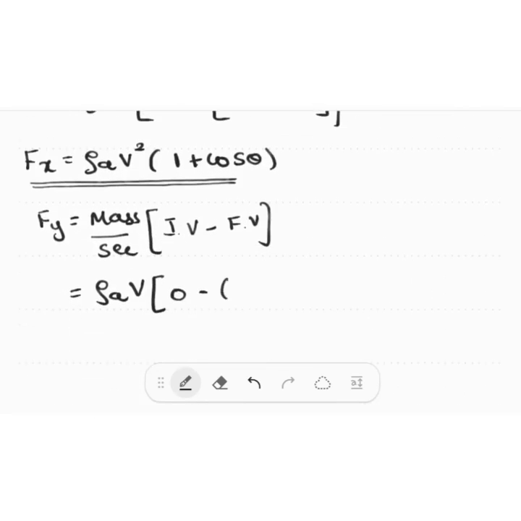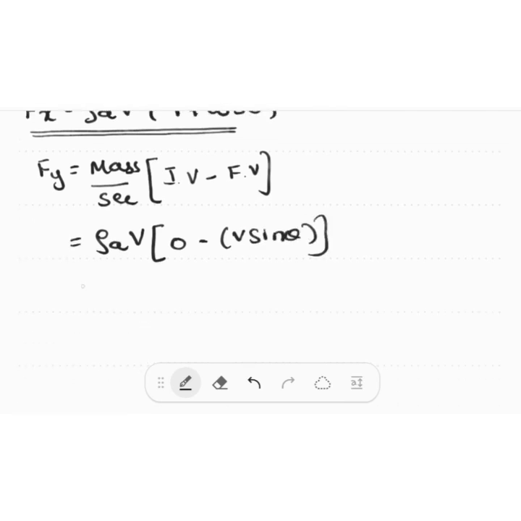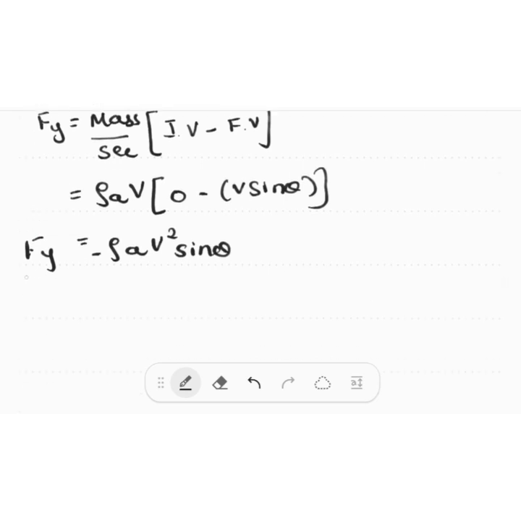If we solve it, we get rho into A into v into v, that is v squared, with a minus sign, sin theta. So this is the equation for the force exerted in the y direction. Here the minus sign indicates the force will be acting in the downward direction. We will discuss case B and case C in the coming videos.